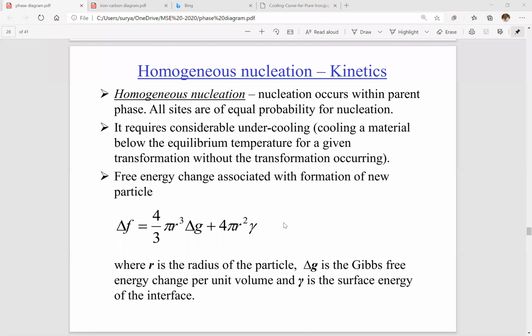This is one of the important formulas, showing how homogeneous nucleation will occur, and what the energy level of the new particles is. This is the homogeneous nucleation.